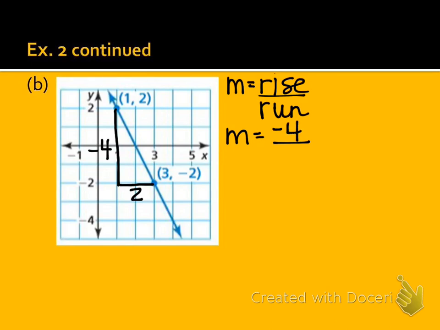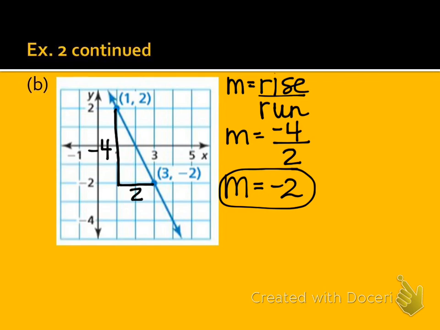Good, so negative 4 is my numerator. And 2 was the run. Now, what is negative 4 divided by 2? Negative 2. So without having to do the whole formula, I was able to find my slope. Now, if you want to use the formula, by all means, take the 2 points they give you and do the formula. You're going to get this same exact thing. All right? But now we have our slope.